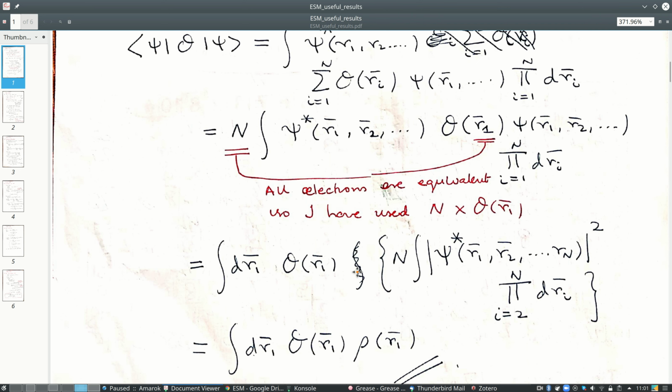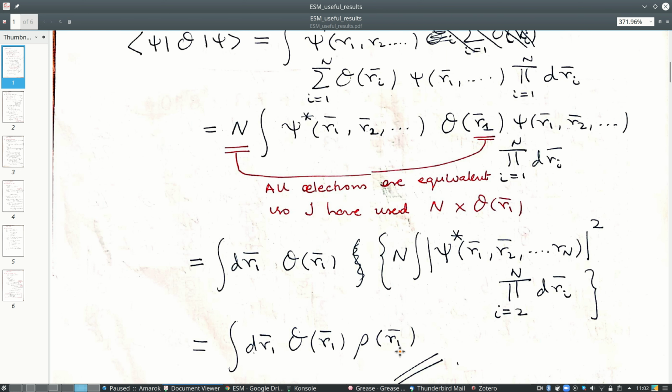Okay. With that, now let's separate this integral, which is now an integral for each electron. We pull out the integral over dr1, and then in curly parentheses we've got n times the integral of psi star r1 r2 all the way to rn mod squared, integrated over all coordinates except r1, which is over here. Now you can see that this thing in the curly braces is the density. It's rho of r1, and that proves the result.